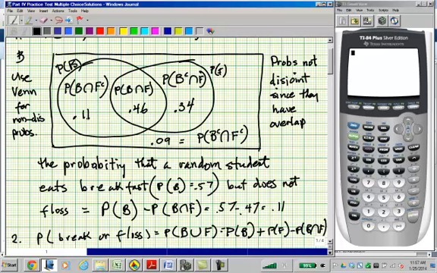The probability that they eat breakfast, 0.57, but does not floss equals the probability of eating breakfast minus the probability of eating breakfast and flossing. So 0.57 minus 0.46, which is 0.11.